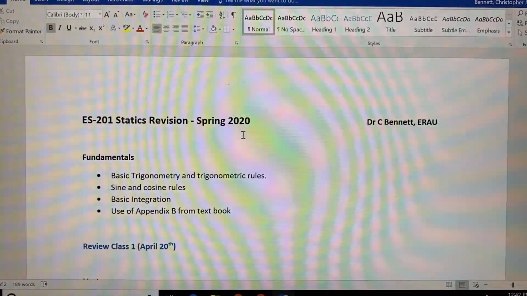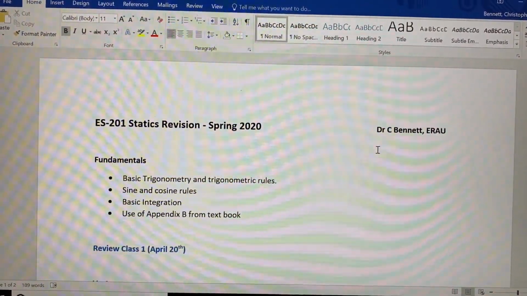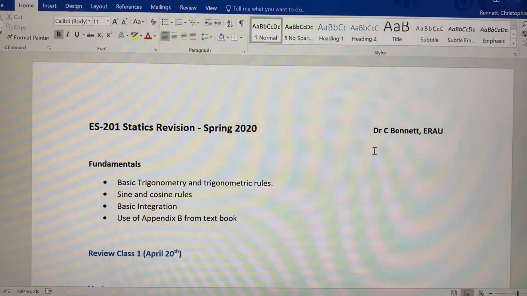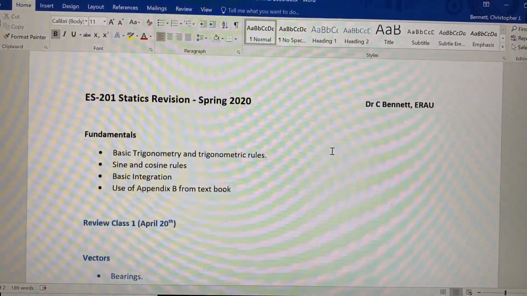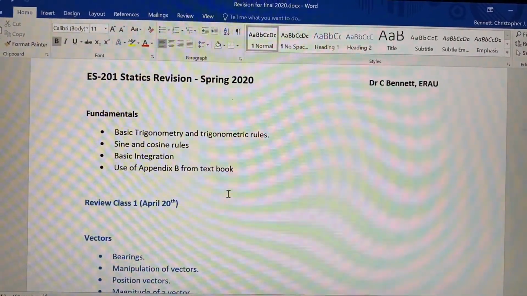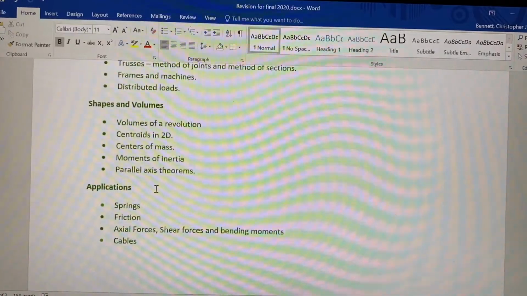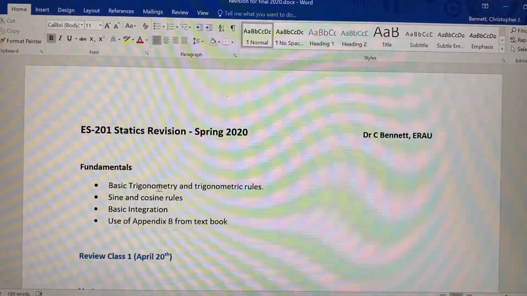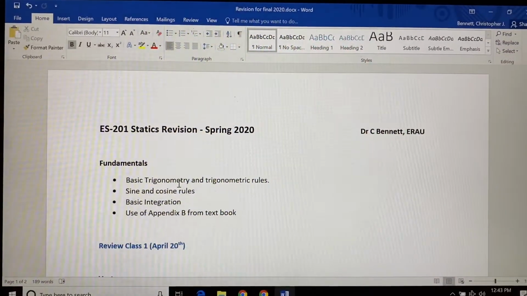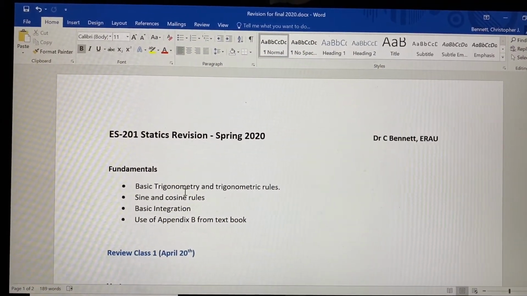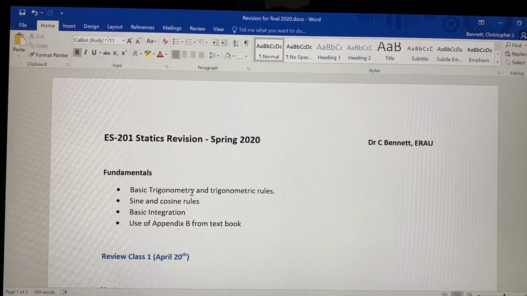So I'll upload this document as well as the notes that I'm going to be talking about shortly to Canvas, so that you can use this as a checklist. But basically the stuff in blue is what we're going to cover today, and then on Wednesday we're going to cover this stuff in green. There's also this stuff at the top which I'm not going to cover in these sessions because I expect you to either know it already or go away and revise this stuff on your own.